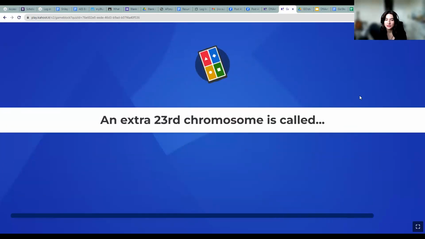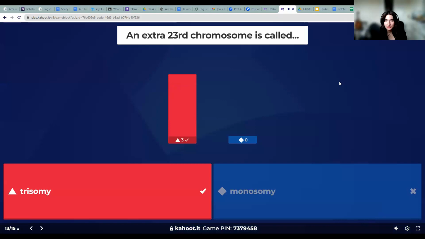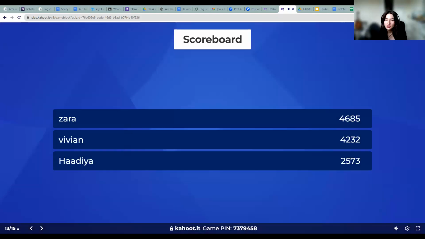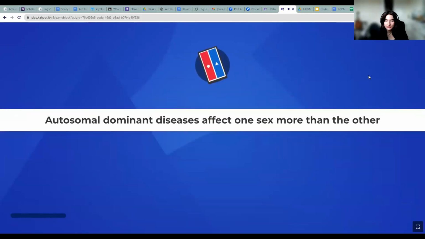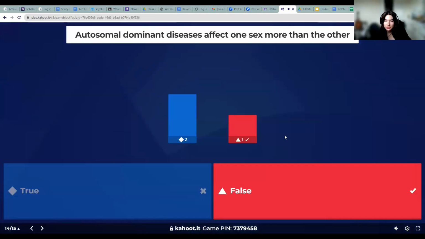An extra 23rd chromosome is called. That is trisomy, which means an extra 23rd chromosome. Everyone got that right? So autosomal dominant diseases affect one sex more than the other, true or false? It is false. Those are X-linked diseases. Autosomal dominant diseases are dependent on the actual DNA sequence, so who carries and who doesn't carry.